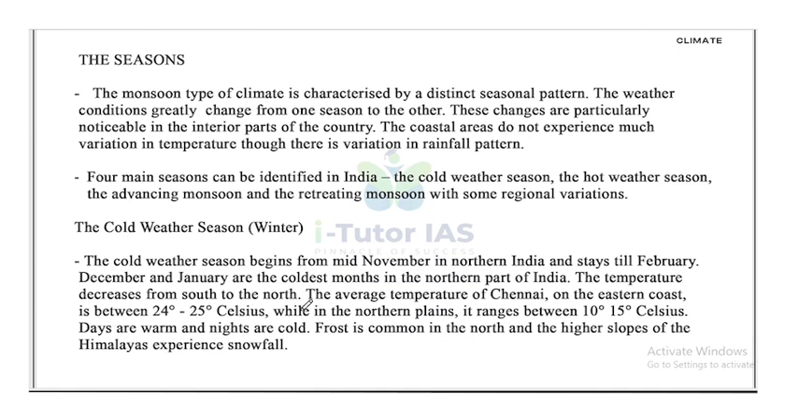So now let's discuss the seasons. The monsoon type of climate is characterized by a distinct seasonal pattern. The weather conditions greatly change from one season to the other. These changes are particularly noticeable in the interior part of the country. The coastal areas do not experience much variation in temperature, though there are variations in rainfall pattern.